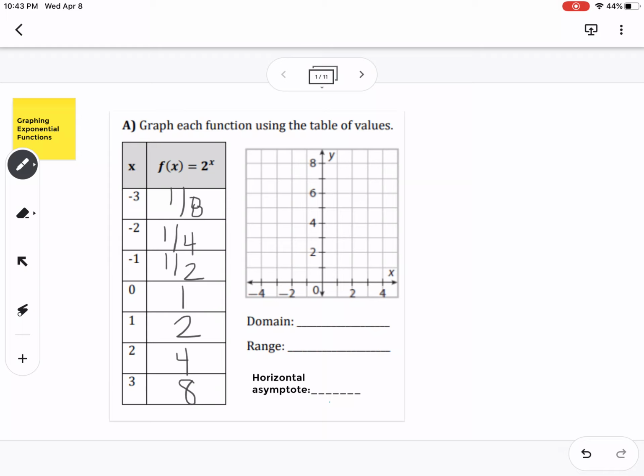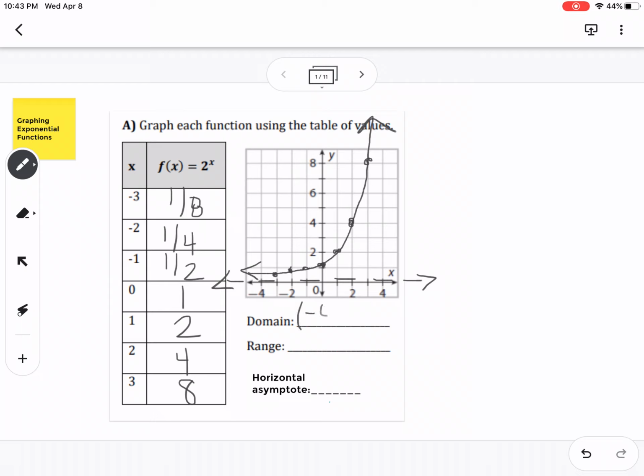So -3, 1/8, -2 is at 1/4. These numbers are very terrible, just FYI, because it's very hard to draw dots on here. 1, 2, 2, 4, and 3, 8. Okay, so as you can see, it's a growth function. We want to make sure we also draw in the horizontal asymptote at y equals 0. And we're going to connect, and there's our first graphing problem.